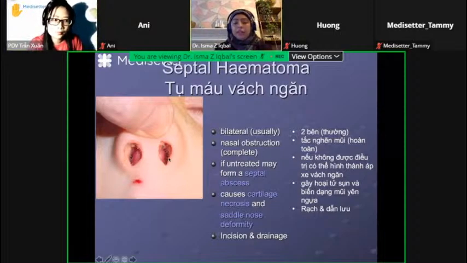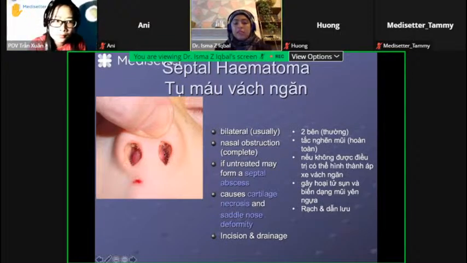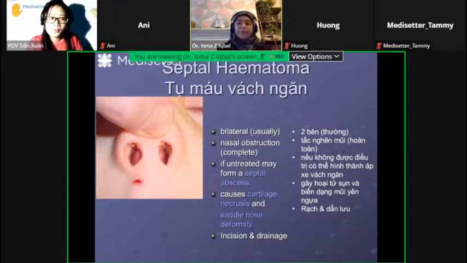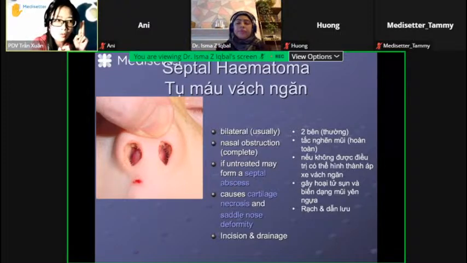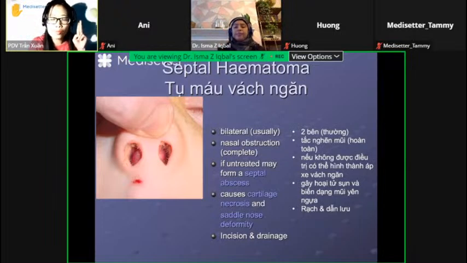Once we've drained the hematoma, we put a little drain on one side. And put some dressing or gauze on either side to make the mucosa sit back down onto the septum. We would leave that in place for 48 hours or 2 days.